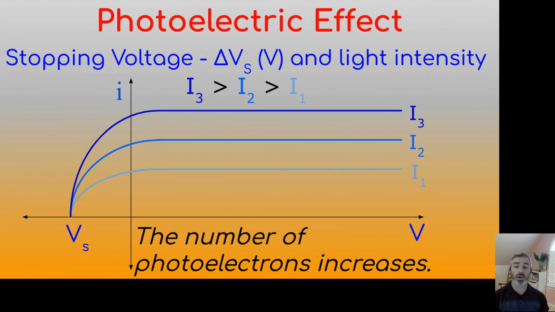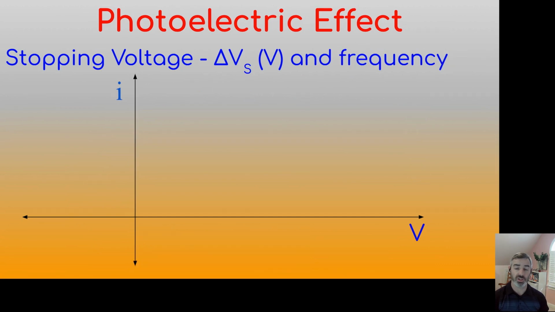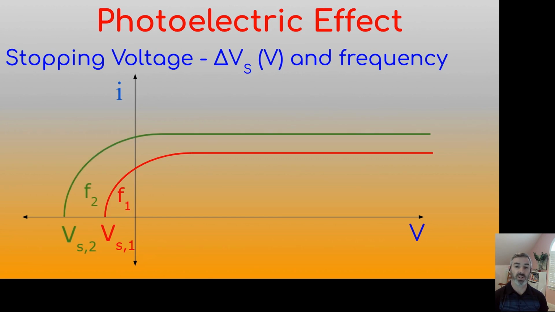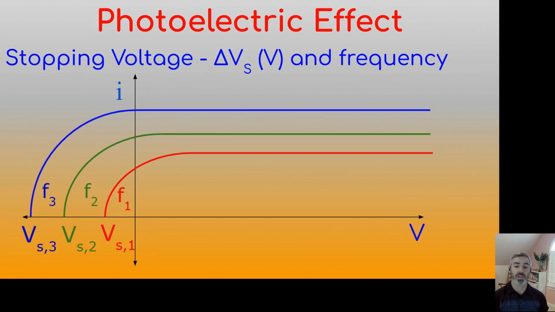Now, if we look at a graph of current versus voltage when the frequency is changing, we're going to have the same shape graph with the stopping voltage being negative. Red is a lower frequency, and the current ends up at a constant. Now, if we increase the frequency, you can see that the stopping voltage shifts to the left, meaning it's more negative. If we increase it again, it shifts further to the left, making a larger negative value. And remember, the stopping voltage reflects the amount of energy that the photoelectrons have.